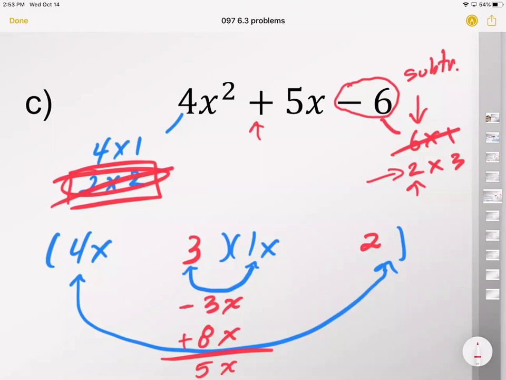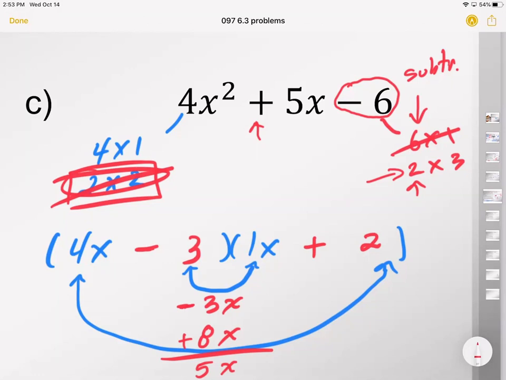So again, how do I get the A to be positive? Everybody see that in order for the A to be positive, 4 times 2 has to be 8, and 3 times 1 is 3, so the 3 is negative. Because when I multiply, in order to be negative, one of them has to be positive and the other one has to be negative. And when I subtract, they have to have opposite signs.